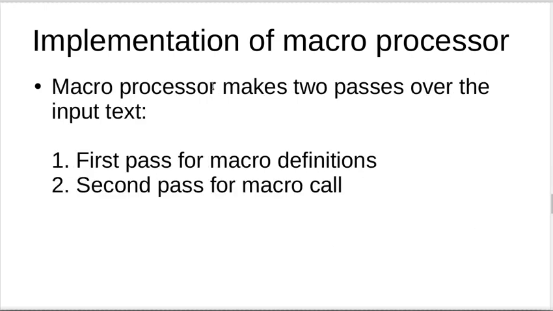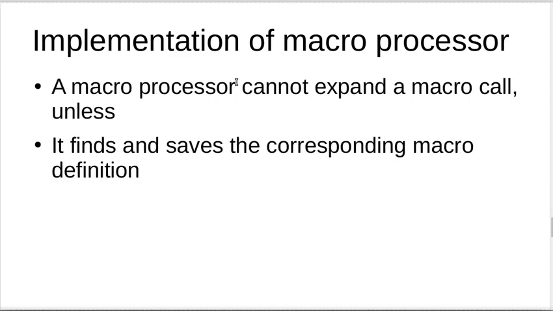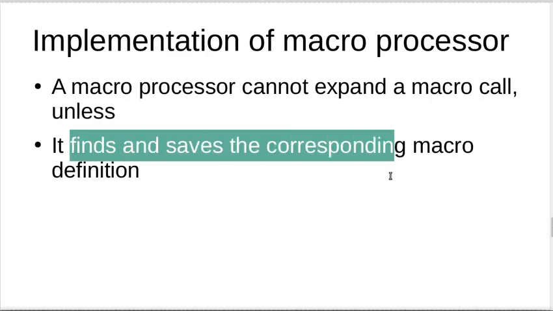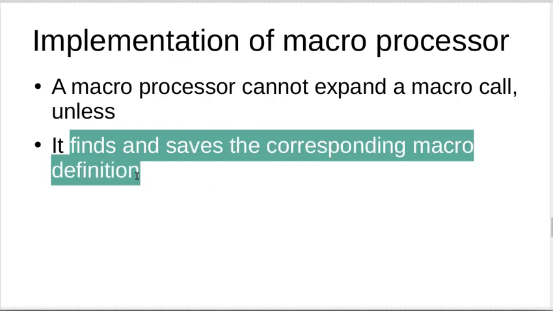So the macro processor makes 2 passes over the input text. Whenever we feed a source code as input to a macro processor, it performs the whole job using 2 passes. In the first pass, it processes the macro definitions, and in the second pass, it processes the macro calls. A macro processor cannot expand a macro call unless it finds and saves the corresponding macro definition. As we have seen in the basics of macros, we cannot determine what a macro call will do unless we have the macro definition. We have already seen that in the previous lecture.